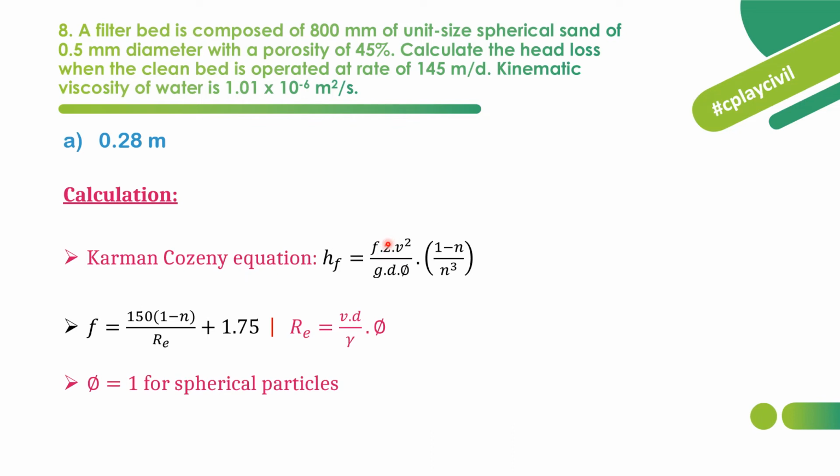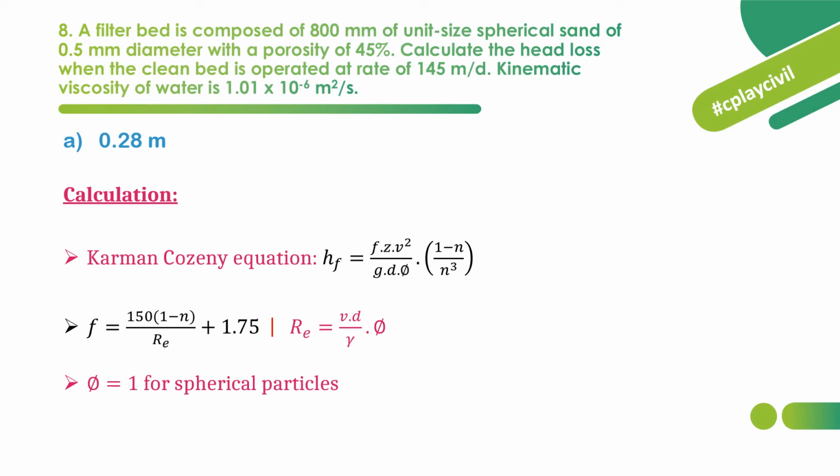And Z is the depth. Here they have clearly mentioned the head loss when the clean bed is operated at a rate of 145 meter per day. They have mentioned 800 mm of unit size, so 800 mm is the Z value, and we know 145 meter per day, but we have to substitute in correct units so that the equation is dimensionally homogeneous. If we substitute the values, we will get the answer for HF as 0.28 meter. And this is the important thing regarding kinetics of fluid sedimentation or particle analysis.